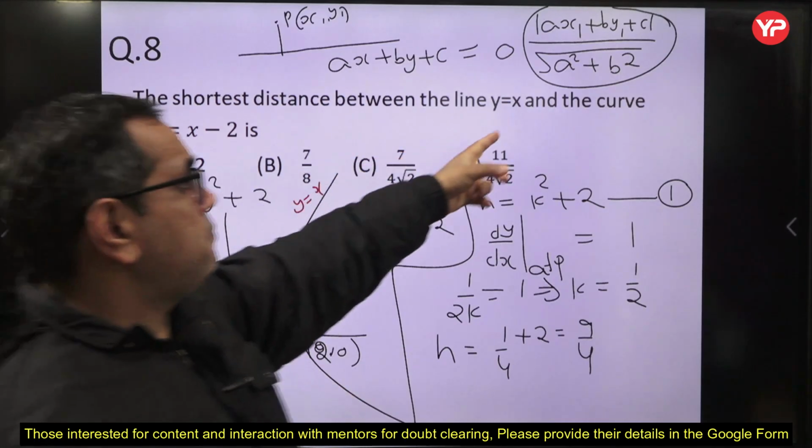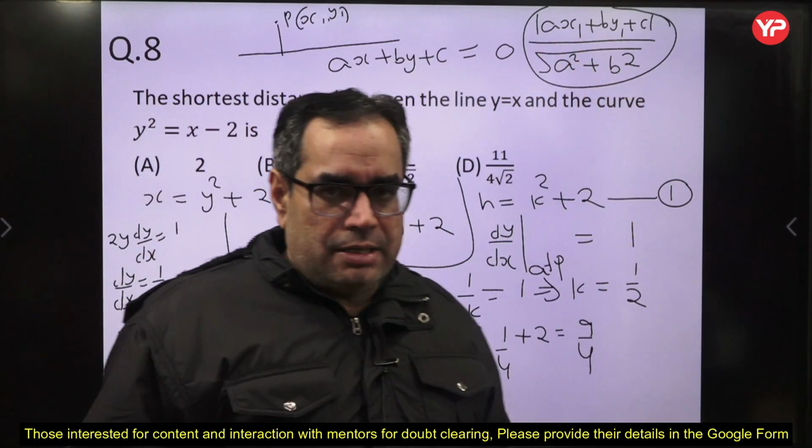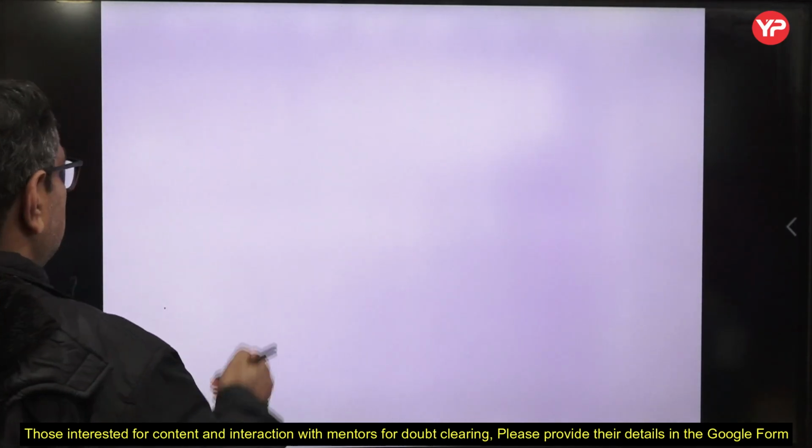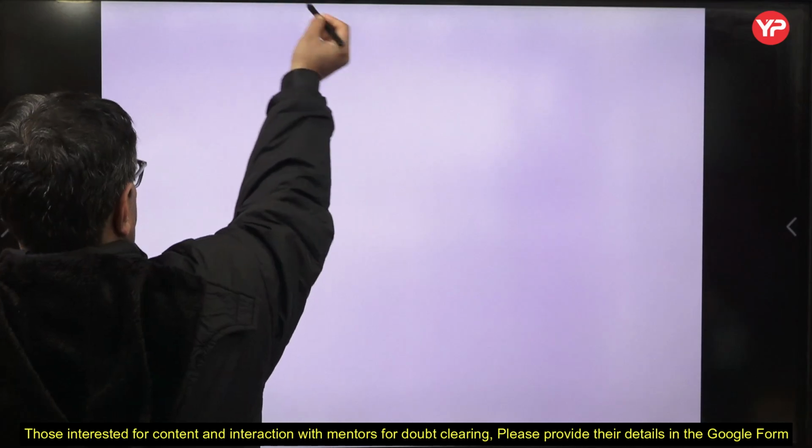Using this formula, you can compute the distance. I hope all of you can do this problem yourself now. What we have to do: we have a line, so now we can calculate the distance. So what is the distance? देखो हमारे पास line है y equal to x, right?